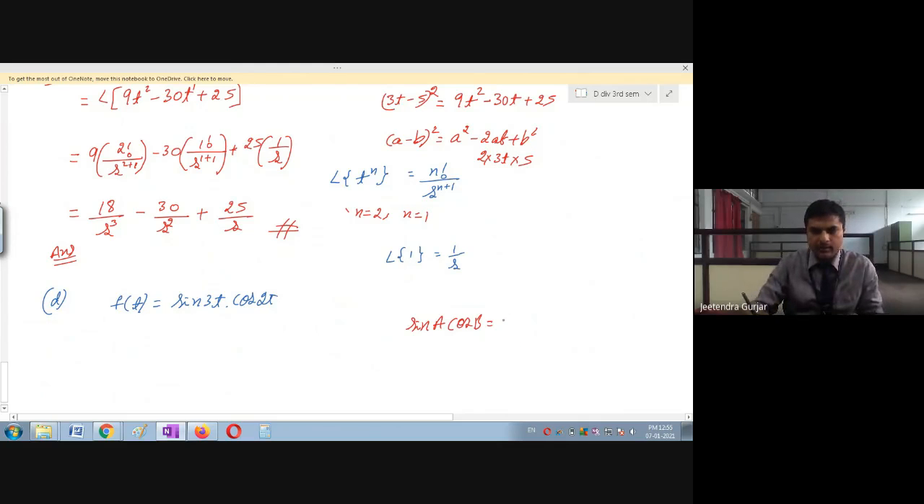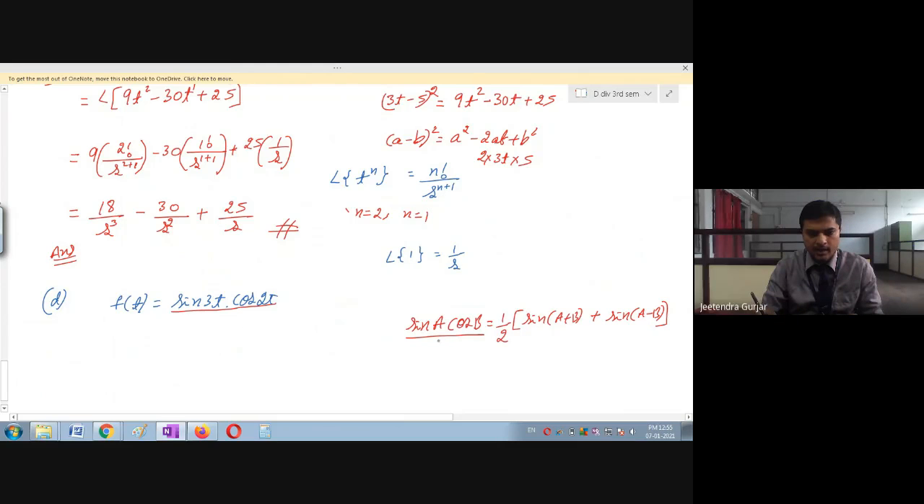So what is the formula for this one? Just think. Yes, it is 1 upon 2 into sine a plus b plus sine a minus b. Do you remember the formula? Yes, students, very good.